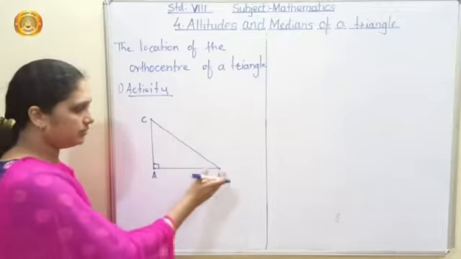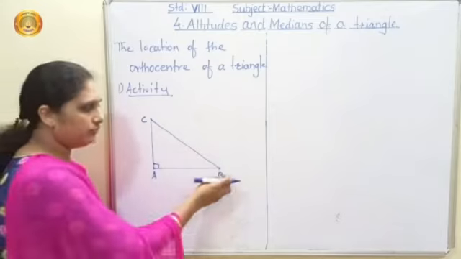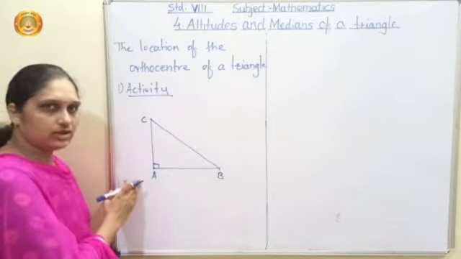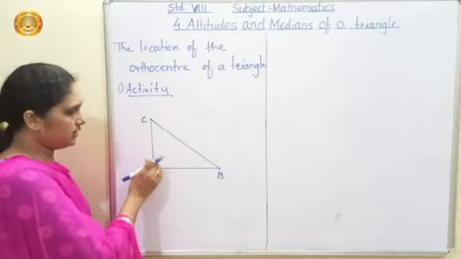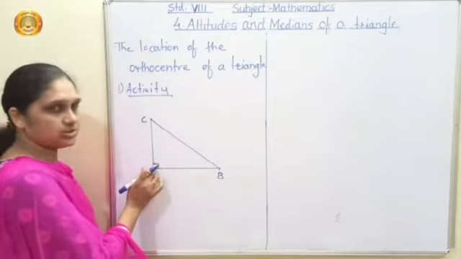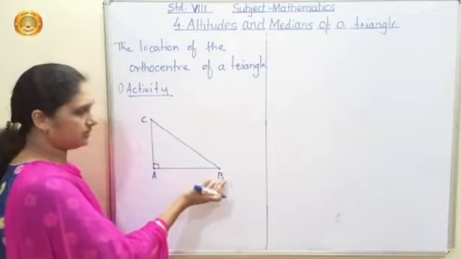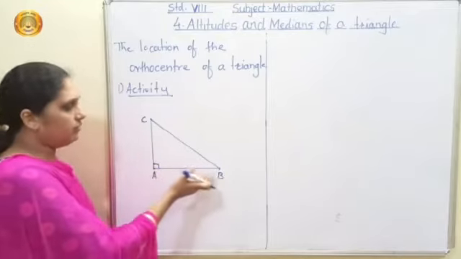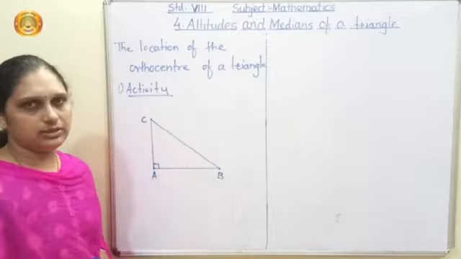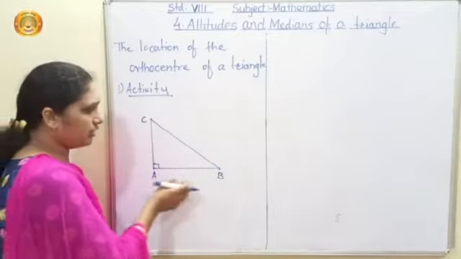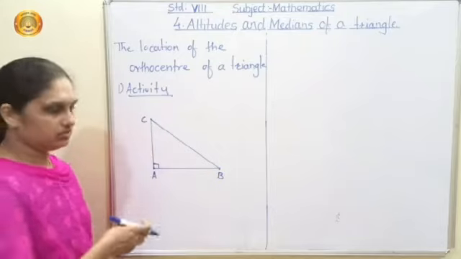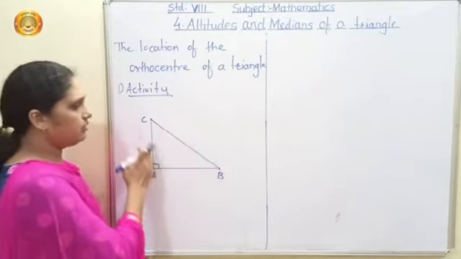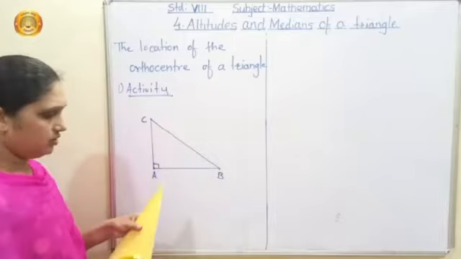Now we'll take point B. Vertex B and the opposite side is CA or AC, and on AC if you observe again the 90 degree symbol, that means from vertex B the perpendicular, or the altitude, is already drawn to AC. So these two we don't have to draw. Now the third vertex is A, and the opposite side is BC. So we can now draw this altitude.